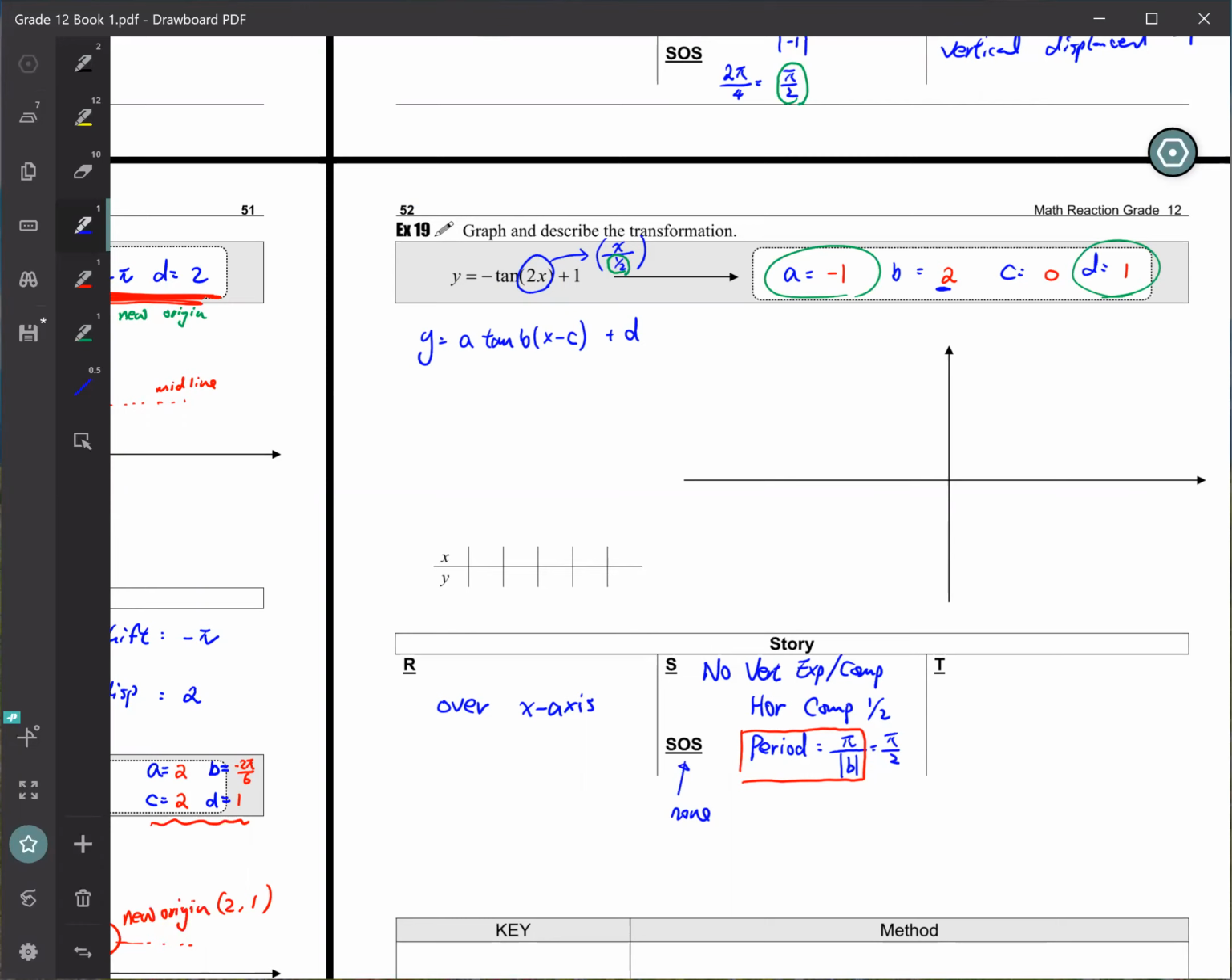What is the translation? Is it a phase shift? No, there's no phase shift. Vertical displacement of 1. Very good. So we are moving up by 1. Okay.